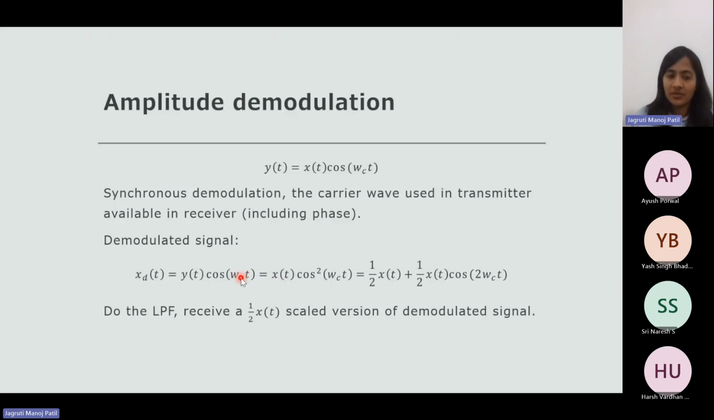So y of t was x of t cos omega t, so we get x of t times cos square of omega t. Distribute it, and you know the double angle property, so we utilize the half angle formulas. When we apply a low pass filter, we get rid of this high frequency component. So what we received in the demodulated signal was a scaled version of the original signal itself. We have our own signal, but it is encoded in a way, so what we get is a scaled version.